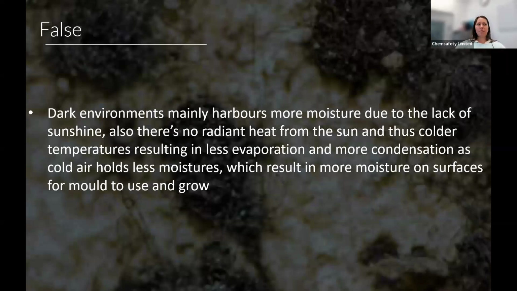Dark environments mainly harbor moisture due to the fact that there's a lack of sunshine. So that means that there's no radiant heat from the sun. And thus darker areas tend to have more moisture because warm air holds less moisture. Well, actually, warm air holds more moisture because it expands, and cold air gives off moisture. And then that moisture tends to accumulate on top of surfaces, which can then be absorbed into them. So if there's enough moisture in an area where there is also light, the fungi will still proliferate and grow.